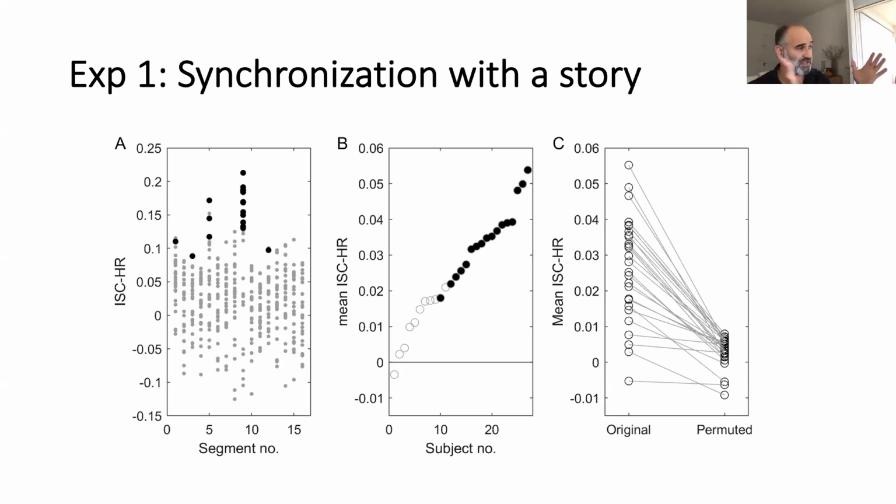But when you average across the 16 segments, we found that 16 out of the 27 subjects have a significant correlation to the group. So basically what we see is that in fact there is a significant correlation. The effect size is not huge, but it's systematically observed.